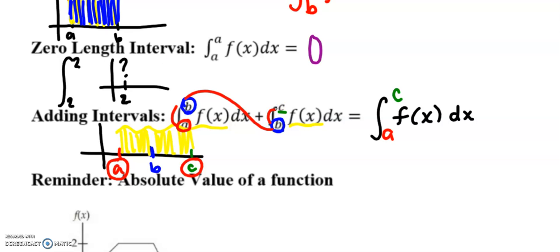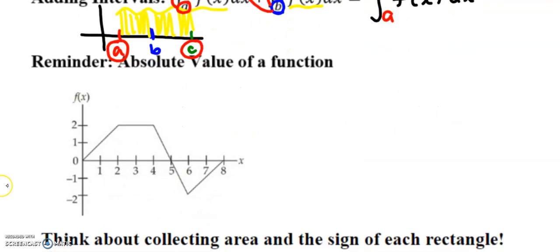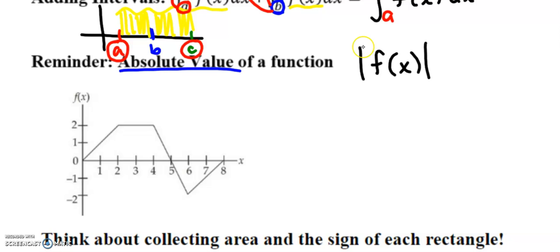Quick reminder about what it means to find the absolute value of a function. The absolute value of a function is written like this. What that means is we're going to take all of our y values, our outputs, f of x, and we're going to make them positive. So anything that was below the x-axis is now going to flip above the x-axis. Well, all of this was already above the x-axis.